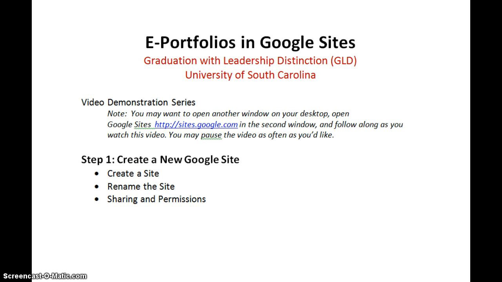This is step one. It's creating a new Google site. We're going to go ahead and create a site, rename it, and then I'll talk about sharing and permissions. What you want to do is go to sites.google.com. Also, if you're already in your Gmail, you can go ahead and go to sites from there, and you're already logged in.